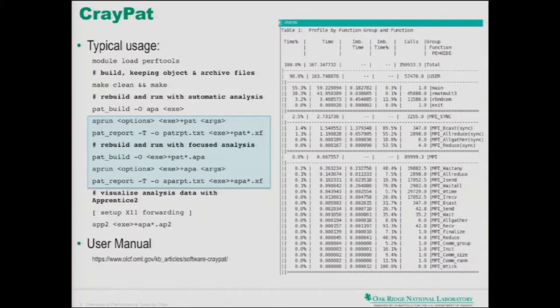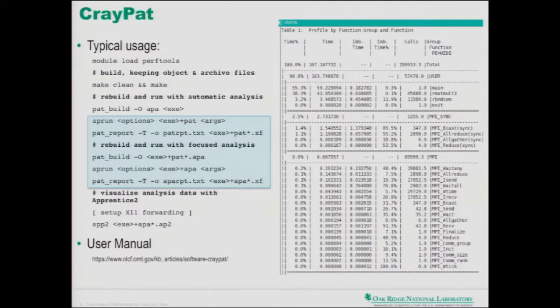In CrayPat, you actually have to rebuild your application. You don't have to modify the source, but you have to keep around the object files for later so that it can rebuild it and link in all its profiling libraries and tracing libraries. So basically we set up our makefile to do that, we rebuild, and then we run pat build, which is their rebuilder, and you tell it to use APA, which is automatic performance analysis. What CrayPat does is it's decided that this is a common set of performance analysis strategies that we think will be the most useful for finding out what further analysis you can do. So basically, you'll build your application to measure those things.